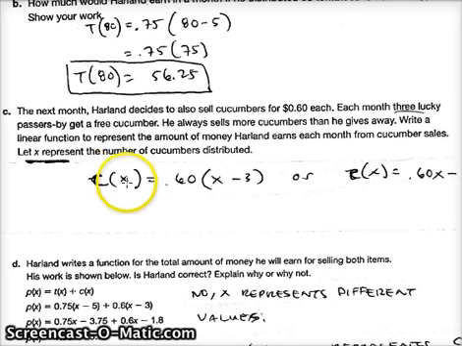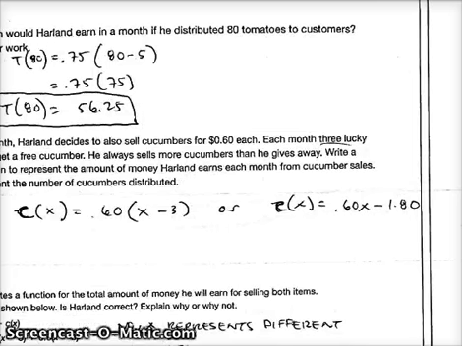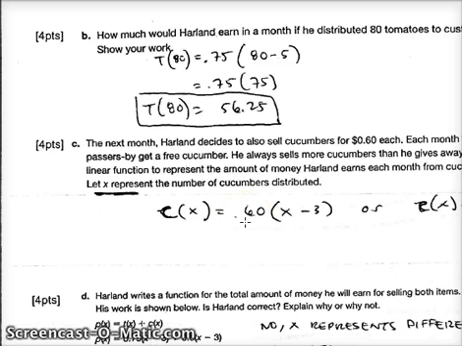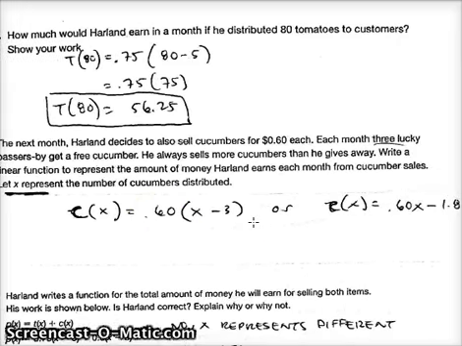So my function is c of x. The number of cucumbers sold, the total amount, is equal to 60 cents times quantity x minus 3. Or you could have gotten c of x equals 0.60x minus 1.80. Again, if you just wrote something like 0.60x, I would have given you 3 out of 4 points. So these functions will tell us how much he would earn in a month if he sold a certain amount of cucumbers.